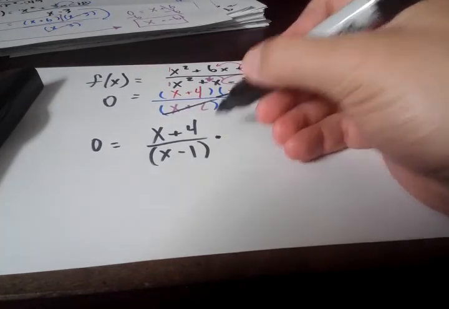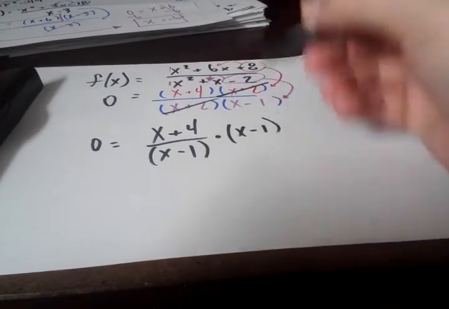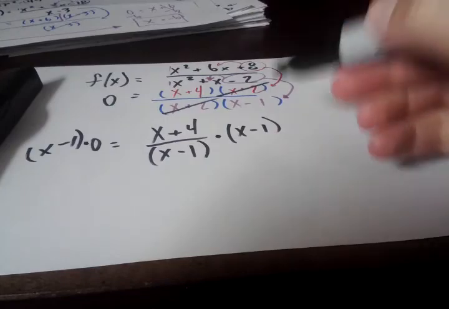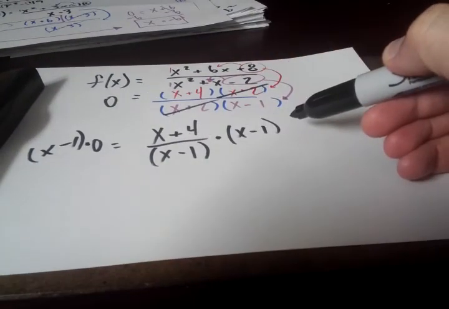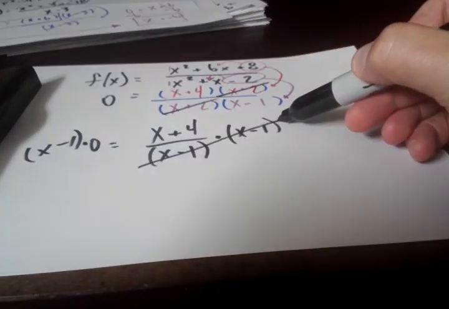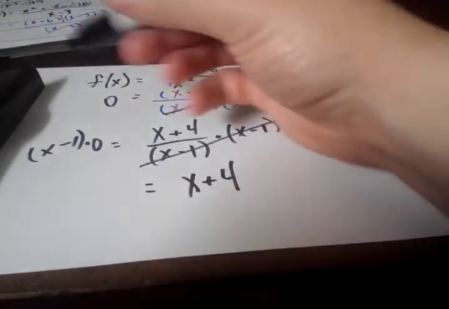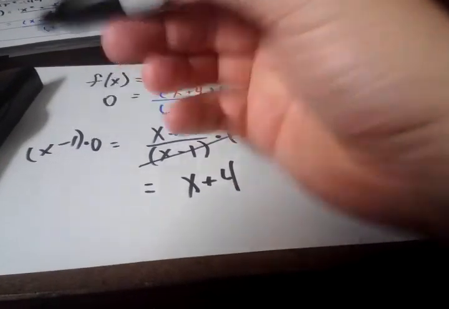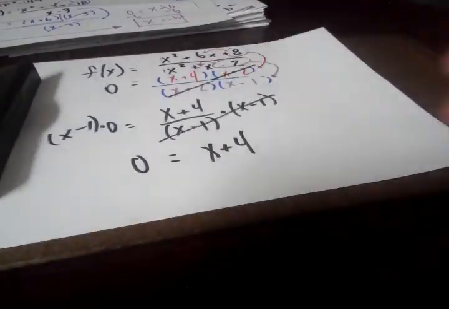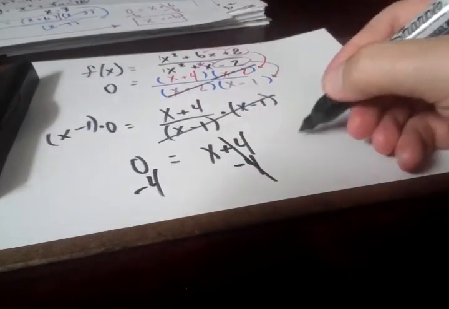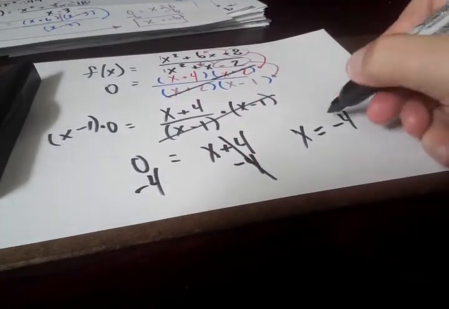So I'm going to times both sides by x minus 1. When I do that, what happens to these two binomials? They cancel. We're left with x plus 4 on the right side of the equation. And what's anything times 0? It's still 0. From here we will subtract 4, and you guys tell me what the 0 is. x is, you got it.